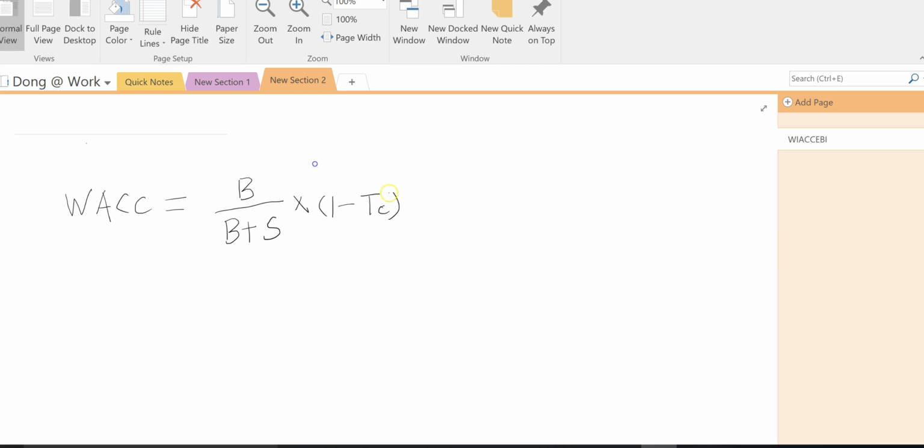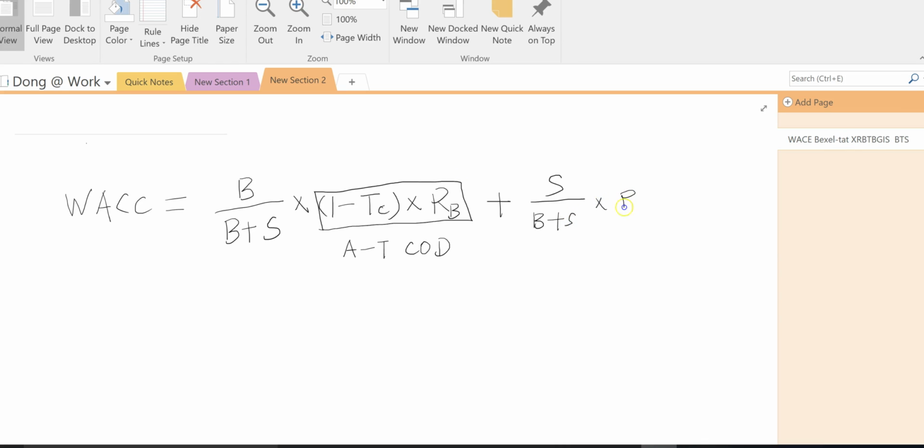So 1 minus the tax rate multiplied by RB is called the after-tax cost of debt. This RB here is the before-tax cost of debt. So that's what this question is asking. And so that's the weighted cost of debt, and now the weighted equity, S over B plus S, times RS. So basically we just find each of these values here, TC, RB, and this one.